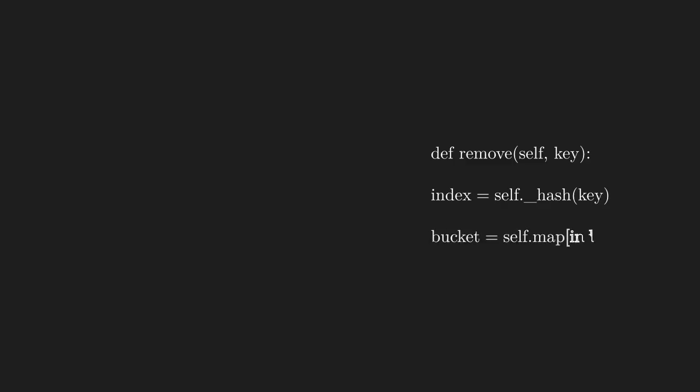Finally, let's implement the remove method. Again, we start by hashing the key to find its corresponding bucket. We calculate index equals self._hash(key), and then we retrieve the bucket list using bucket equals self.map[index]. The pattern remains perfectly consistent.